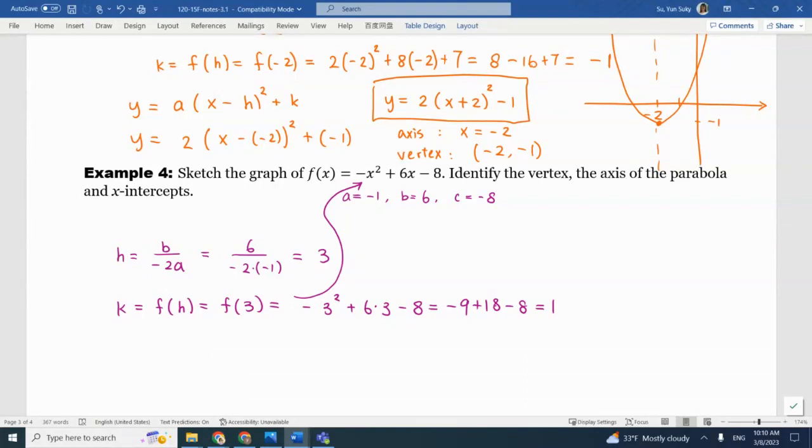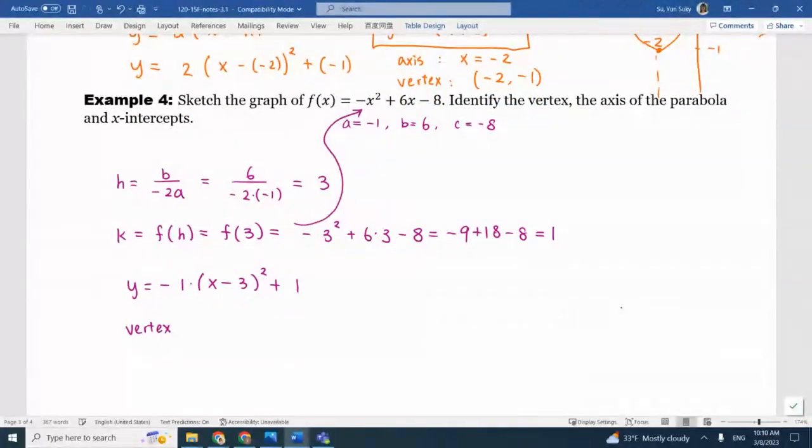Okay. All right. Now, what is the standard form? Standard form, right here. So we plug in. What is A? -1. And then keep going. The A is -1. X minus H. What is H? 3 squared. Plus K. What's K? 1. Yes. So this is the standard form of the parabola.